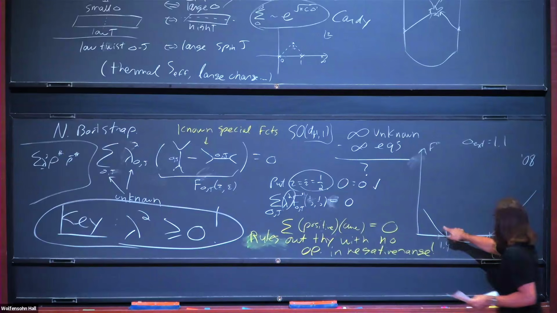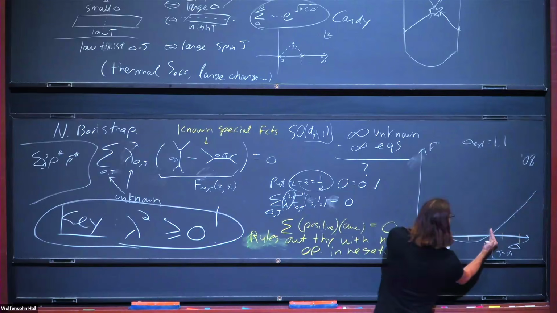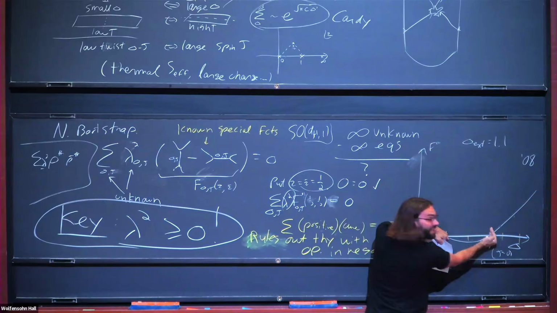Yeah, if this function just kept oscillating, you wouldn't learn anything from this kind of argument. It's very important that you only have one, and that it's not negative anywhere else.